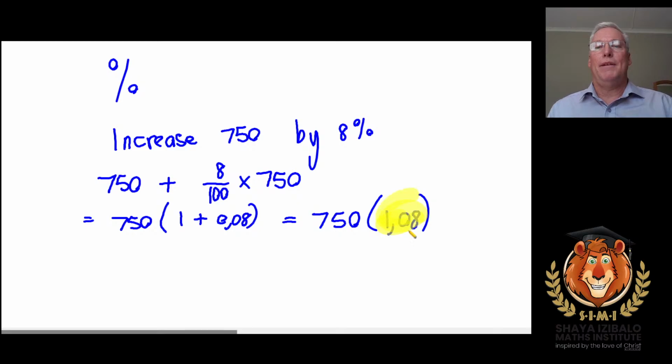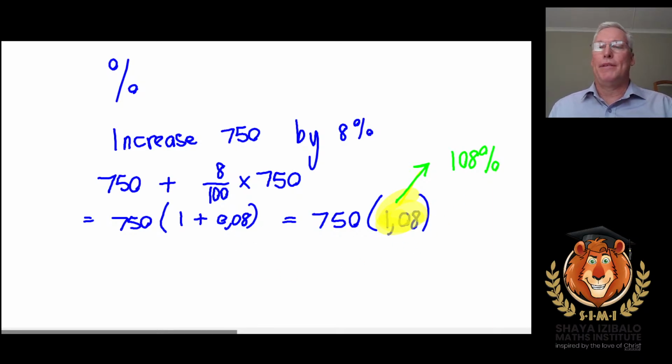All right, and it's a multiplier. It's bigger than 1, and that's why this thing is increasing. It makes perfect sense that it's the right multiplier. 1.08 is also 108%.